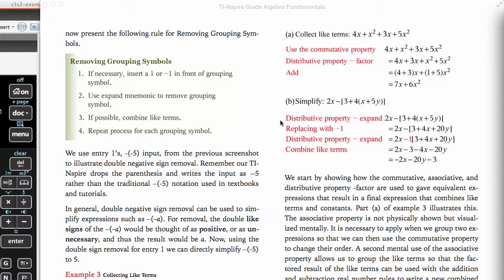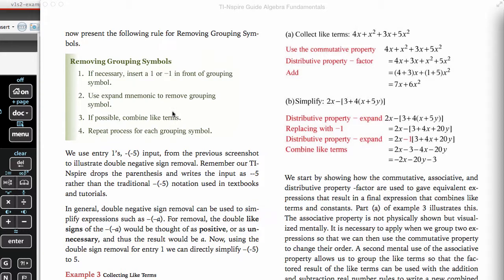When we're removing grouping symbols, we like to, if necessary, insert a 1 or a -1 in front of the grouping symbol. We like to use the expand mnemonic to remove the grouping symbol. If possible, collect like terms and repeat the process for each grouping symbol.